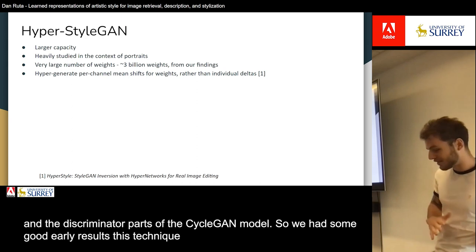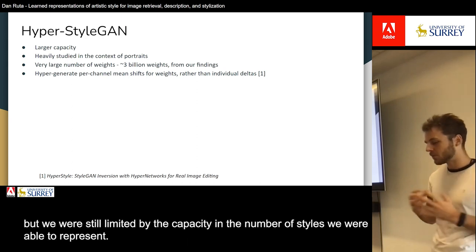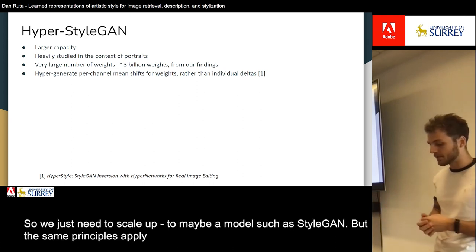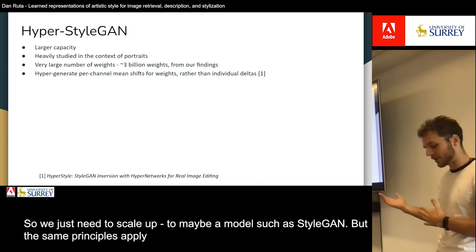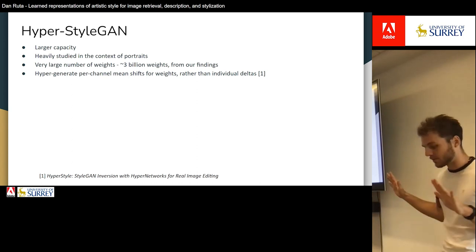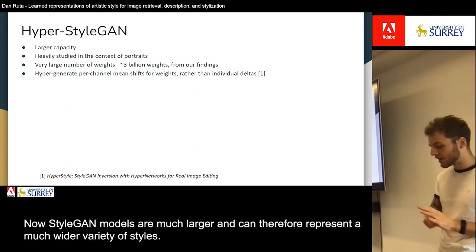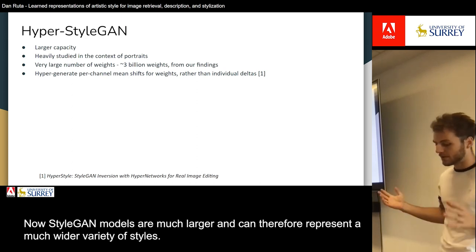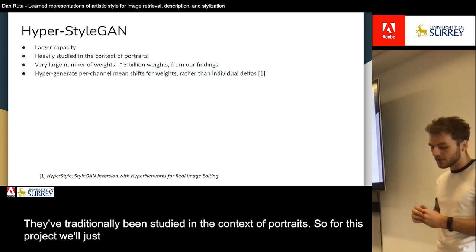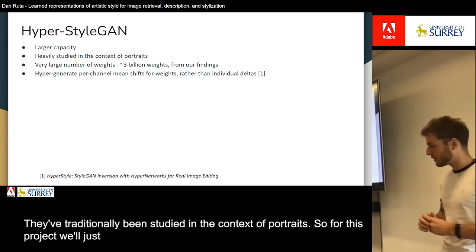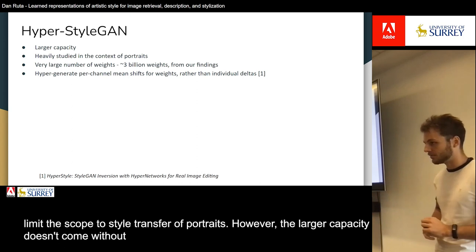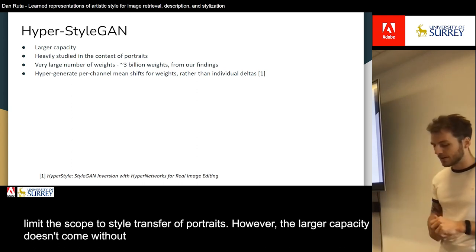So we had some good early results with this technique, but we were still limited by capacity in the number of styles we were able to represent. So we just needed to scale to maybe a model such as StyleGAN. But the same principles apply. Now, StyleGAN models are much larger and can therefore represent a much wider variety of styles. And they've traditionally been studied in the context of portraits. So for this project, we'll just limit the scope to style transfer for portraits.